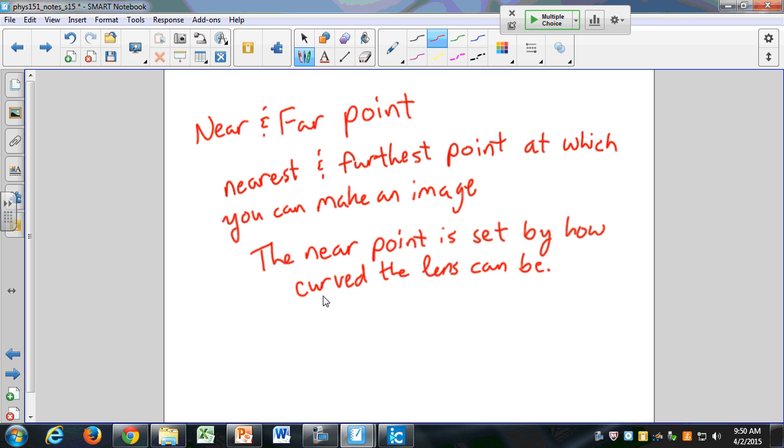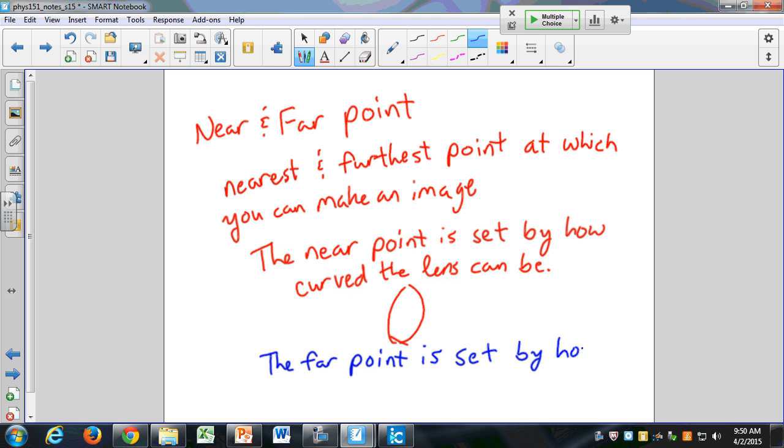All right, so if you want to look at something close, that lens has to get really squat. It squeezes it down. The far point, on the other hand, is set by how flat the lens can become. And it's a lot easier for the ciliary body to make your lens flat like that than it is to squish that lens down. So we can see far away pretty easily, right? But it's just that near point that changes.